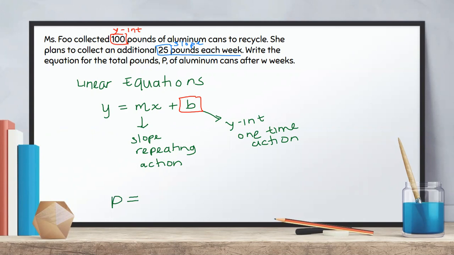And that's equal to our slope, right? We're just filling in our slope and our y-intercept. We said our slope was 25. And for each week, we're representing it with W. So P equals 25W plus our y-intercept, our one-time action, is 100. Alrighty. So just take a second and think about this question and see if you got the same thing. And moving on to the next one.